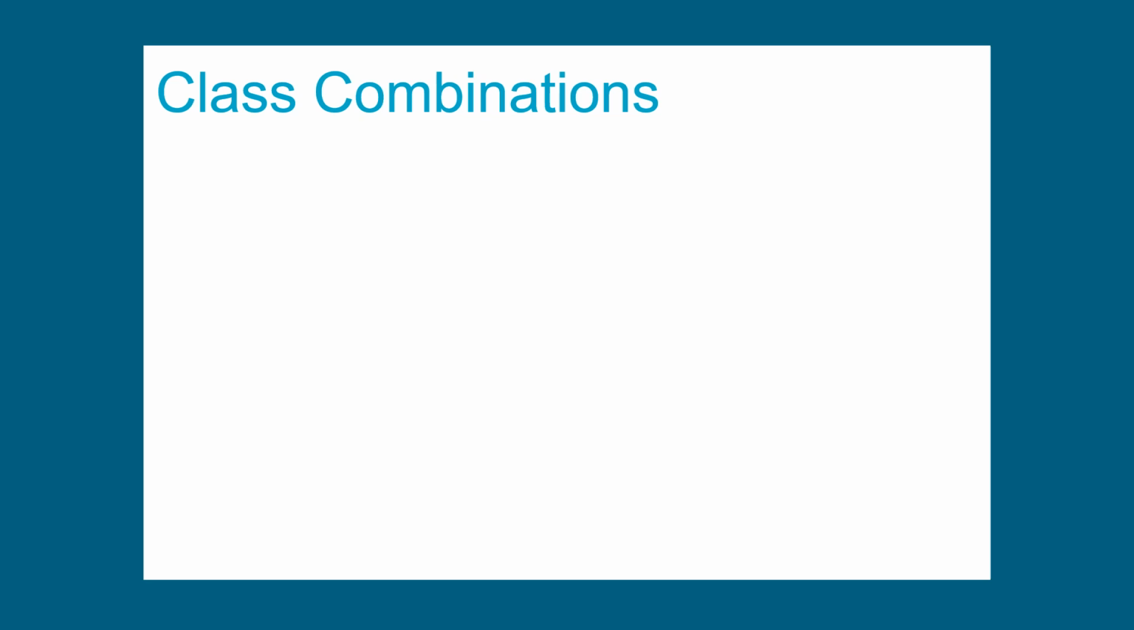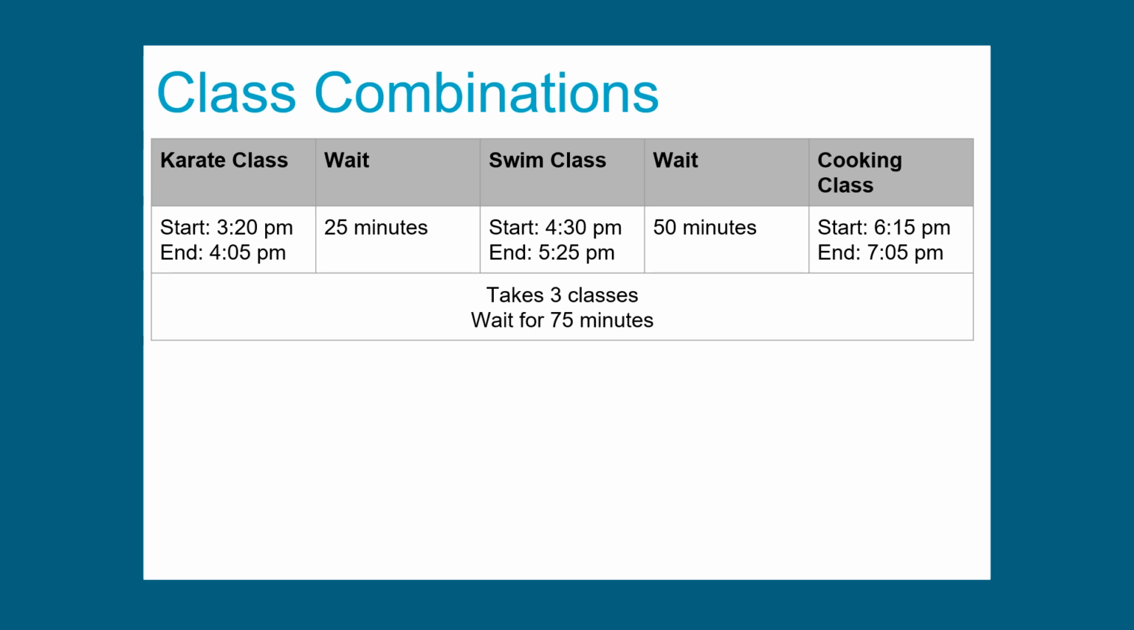Here are 2 possible combinations that you may have considered. Mason could start karate at 3:20, which ends at 4:05, wait 25 minutes, and start swim class at 4:30, which ends at 5:25, wait 50 minutes, and start cooking class at 6:15. He would take 3 classes, but he would also be waiting for 75 minutes.